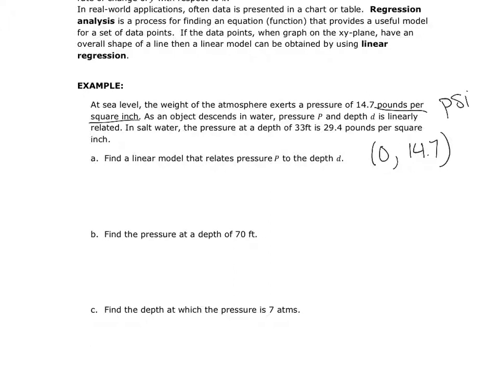As the object descends in water, the pressure increases. So the pressure P at depth D is linearly related. In salt water, we have the pressure at 33 feet. It is 29.4 pounds. So that gives us our second ordered pair. So at 33 feet, we are at 29.4 pounds.